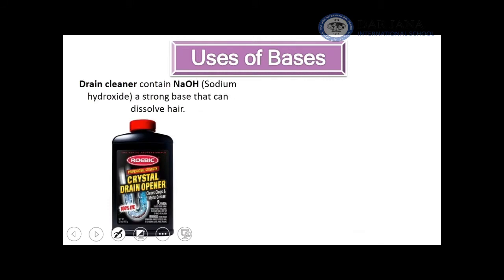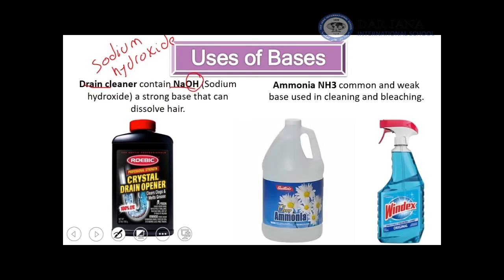Okay, so drain cleaner also uses NaOH. It's sodium hydroxide. So it ends with an OH, so you can tell that it is a base. Okay, and NH3, ammonia, is a weak base also. Okay, it's used in cleaning and bleaching.